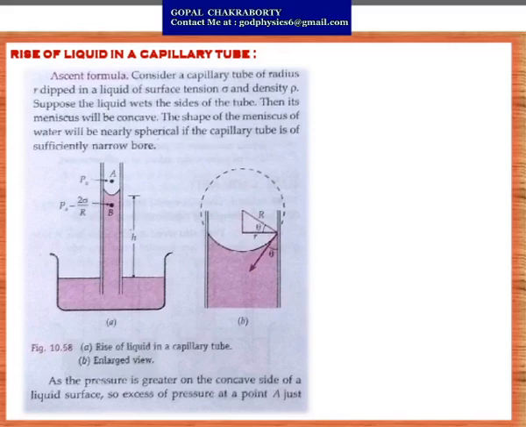Now I will show you how we derive the formula of capillarity. Consider a capillary tube of radius r dipped in a liquid of surface tension sigma and density rho. Suppose the liquid wets the side of the tube, then its meniscus will be concave. The shape of the meniscus will be nearly spherical if the capillary tube is of sufficiently narrow bore. As the pressure is greater on the concave side of a liquid surface, the excess pressure at point A can be easily calculated. You can see the diagram here. Our objective is to find the pressure at point A and point B, as the shape of the meniscus of the water is nearly spherical.